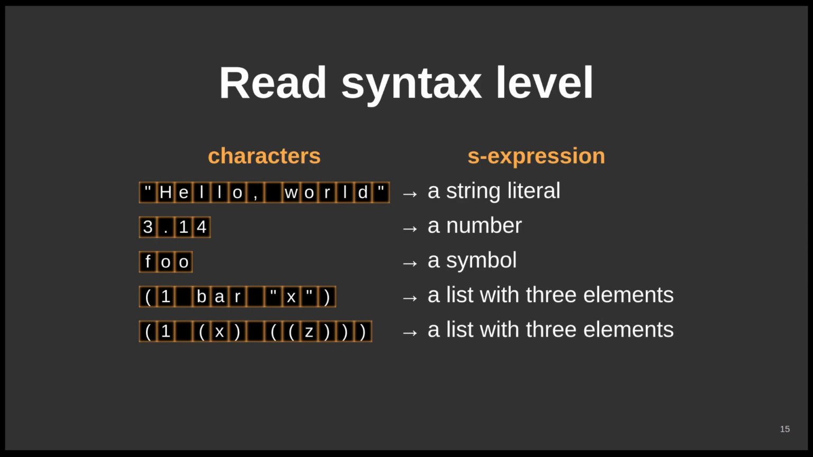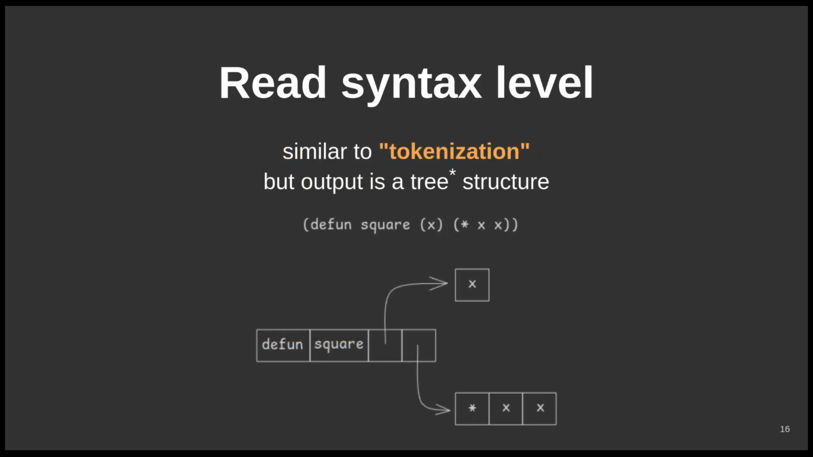A value inside a list can also be another list, so the reader is recursive. In this last example, the sequence of characters represents also a list of three elements, where the second and third elements are also lists. The reader syntax level is quite similar to what in other languages is tokenization. However, the output of the reader is not a linear sequence of tokens, but a tree. I've added an asterisk in this slide, because indeed the reader supports also some special notation to be able to build a general graph, and not only a tree.